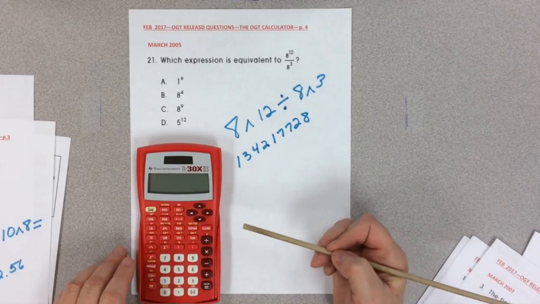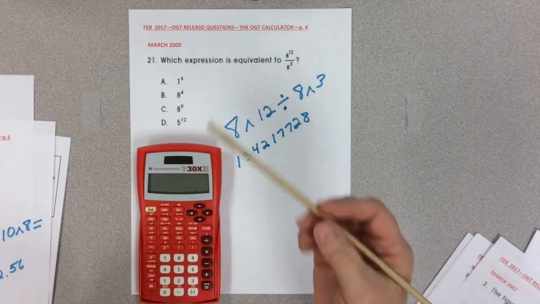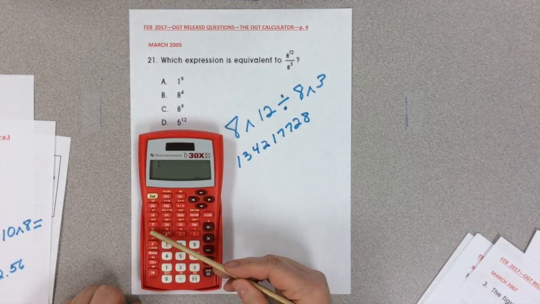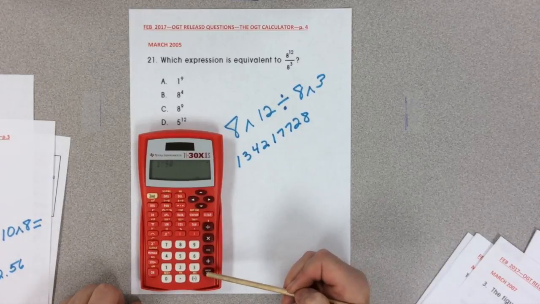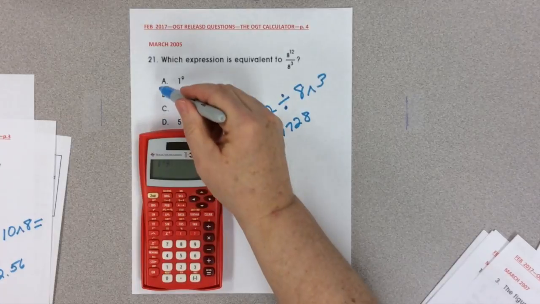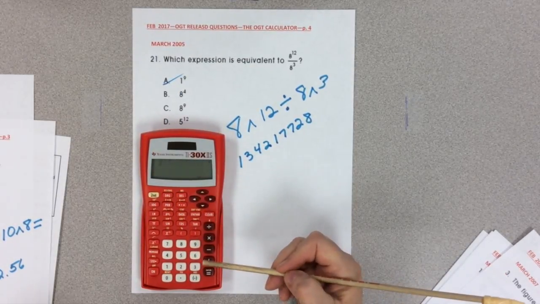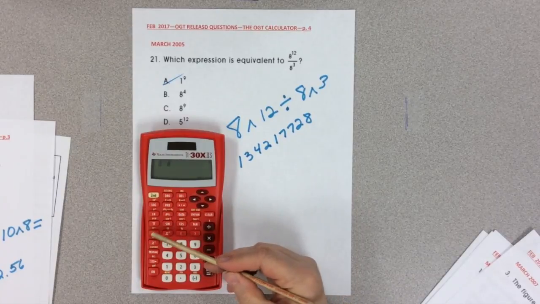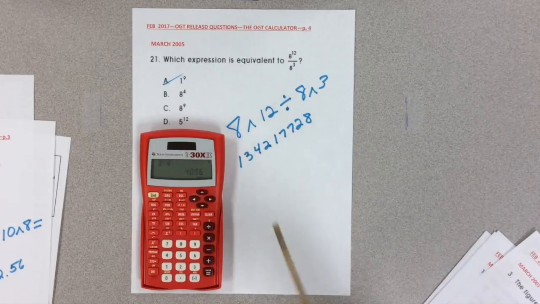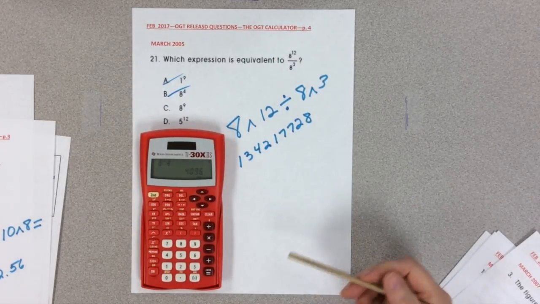Some of these, hopefully you would know, aren't equal. Hopefully you remember that 1 to any power is 1. But if you've forgotten that, we just use our calculator. 1 caret 9. And we see the answer is 1, which is not this. So we now know it's not A. We check the B answer. I'm going to clear just to be sure. 8 caret 4. That's only 4,096. That doesn't look like that either. It's not B.